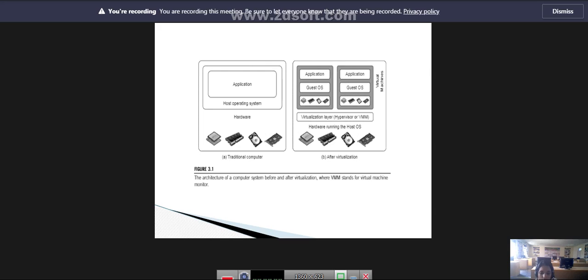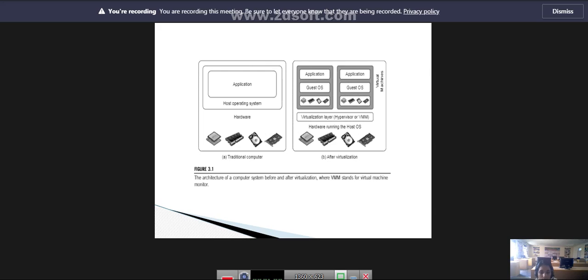Before virtualization, the host operating system is there, managing the hardware. After virtualization, a virtualization layer is inserted between the hardware and the operating system. In such cases, the virtualization layer is responsible for converting portions of the real hardware into virtual hardware.